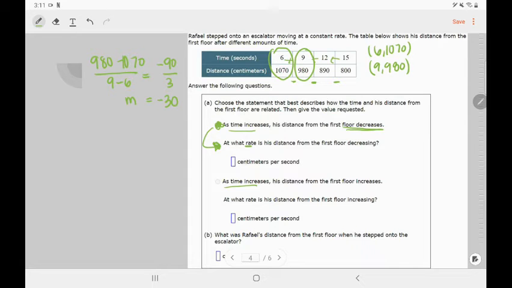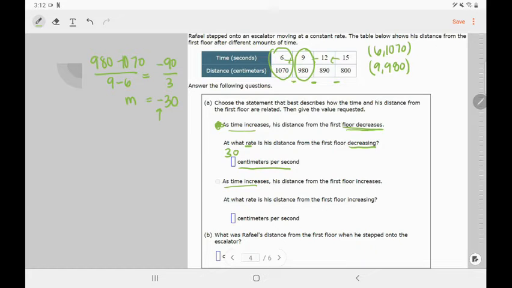Now notice this is centimeters per second. You might be tempted to put negative 30 because that's my slope, but remember they asked how much it was decreasing. So we're already taking that negative into account, and my answer is just going to be 30. I'm decreasing by 30 centimeters per second.